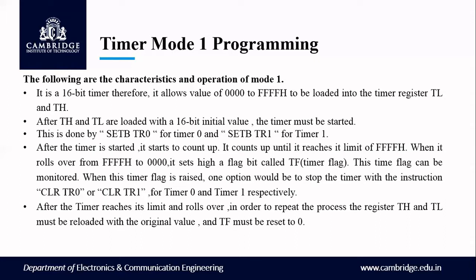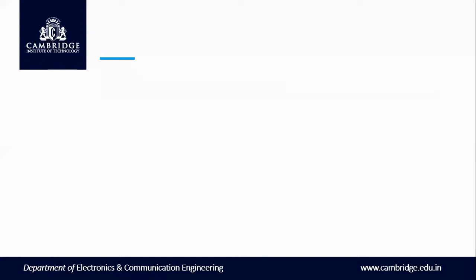Once the timer reaches its limit and rolls over, in order to repeat the process, the registers TH and TL must be reloaded with the original value and TF must be reset to 0. These are the operations we need to follow in order to write the assembly code. So let us see the exact steps we use in writing assembly code.